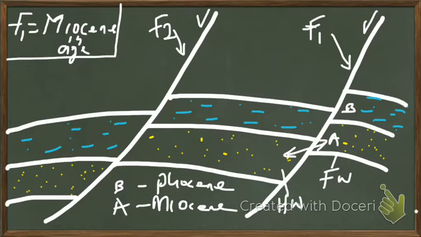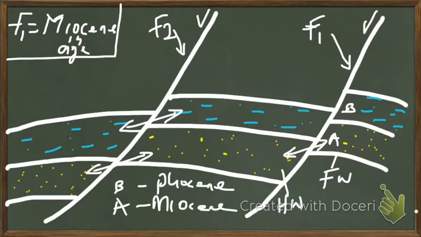Alright, so if we move our attention to fault 2, again the idea is to compare thicknesses of the beds across fault 2. So if we look at the foot wall again of fault 2, which is to our right, we see that bed A has maintained its thickness as we move from the foot wall on our right to the hanging wall on the left.